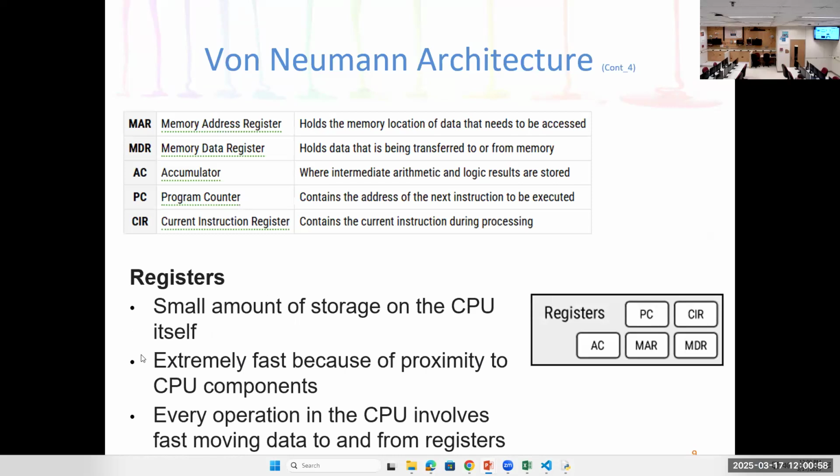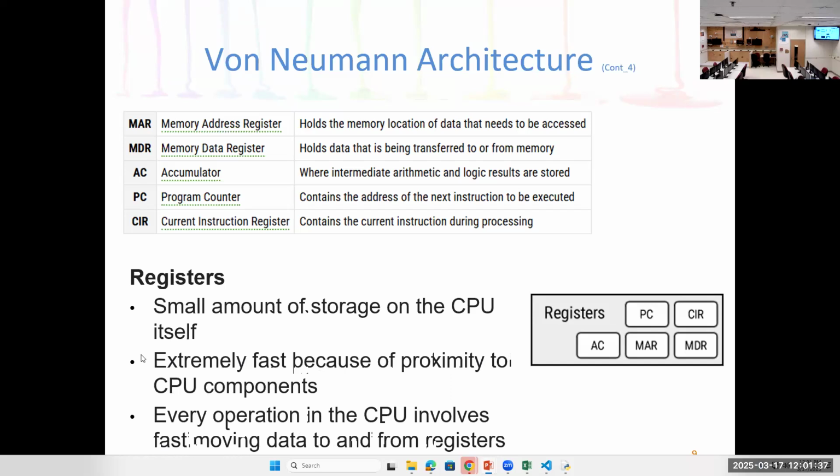So what is a register? It is a small amount of storage on the CPU itself. Remember, the register is stored on the CPU itself. That means it works very fast because it's very close to the CPU, right? It works extremely fast because of its proximity to the CPU components, and every operation in the CPU involves fast moving data into and from the registers. Okay, so you have some types of registers here. You have the memory address register, the memory data register, the accumulator, the program counter, and the current instruction register.